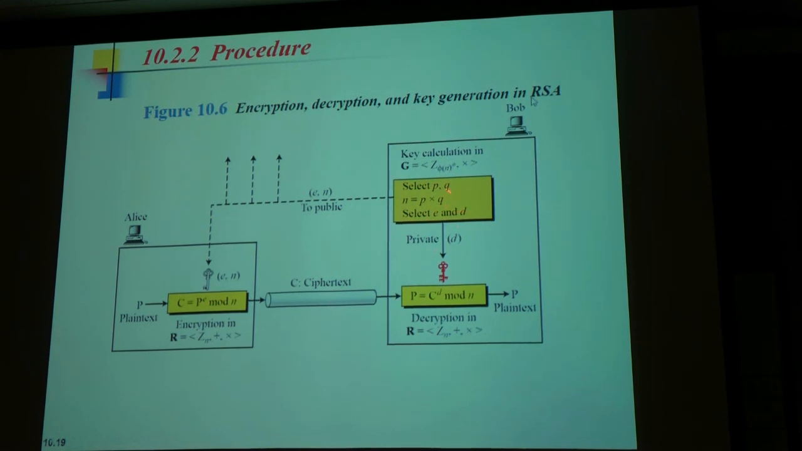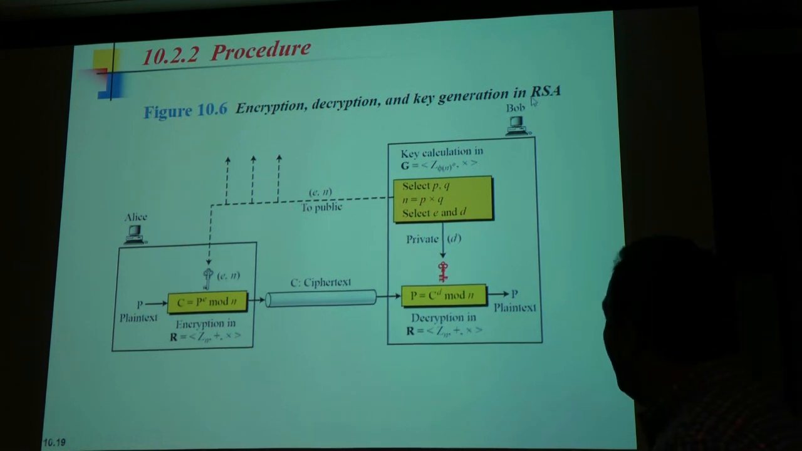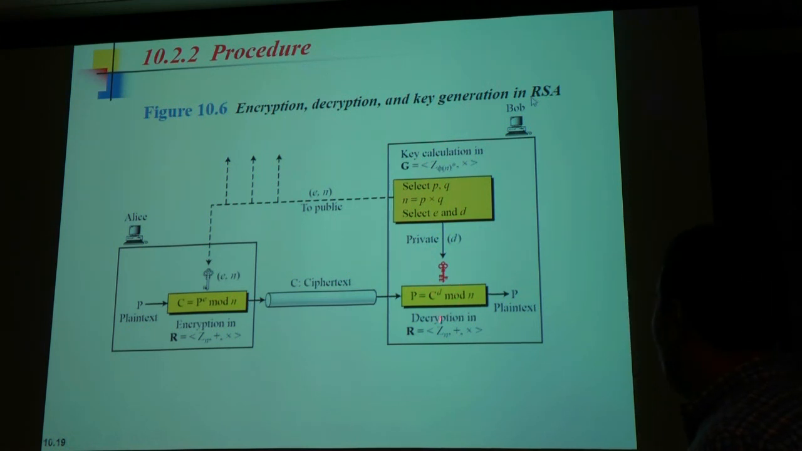E and N will become the public key. You share it with everyone. D will become the private key. So very simple. What's a public key? E and N. What's a private key? D. If you have data, all you have to do is power it to E mod N and send it. The data you receive, power it to D, it will be C power D mod N, will give you the data. So that's the algorithm.